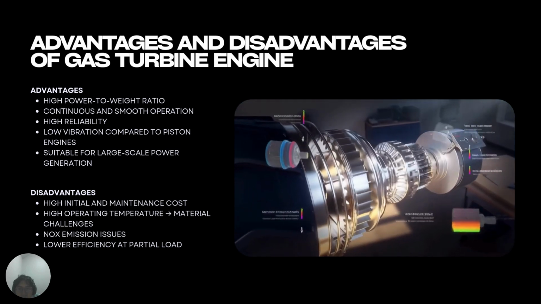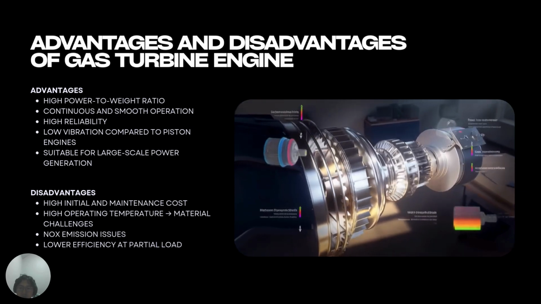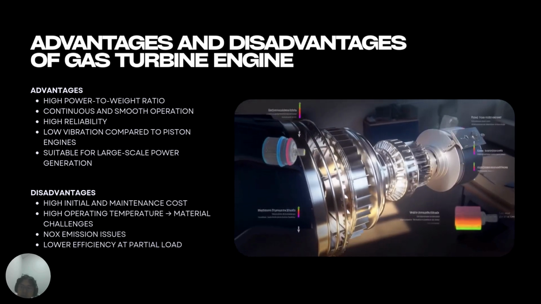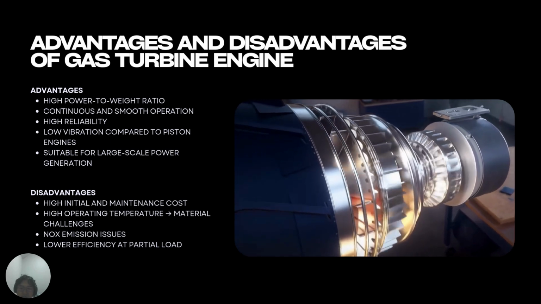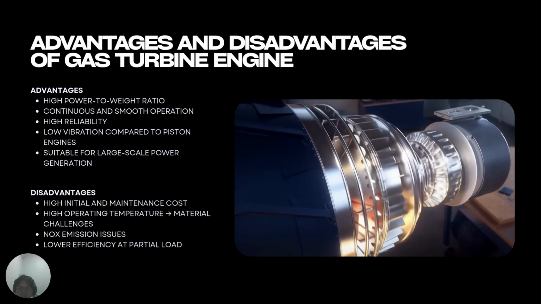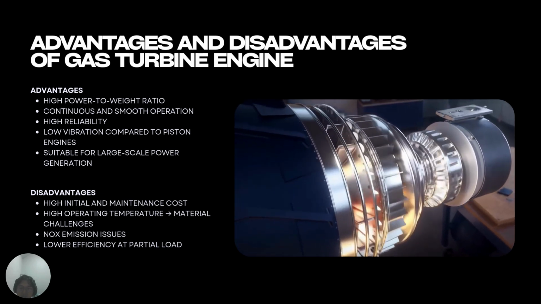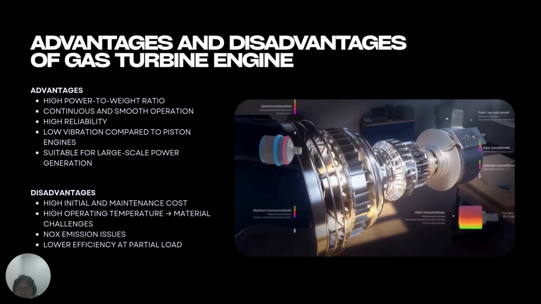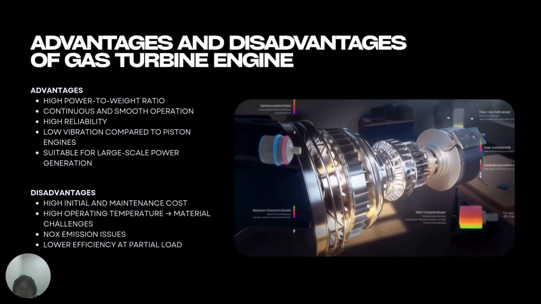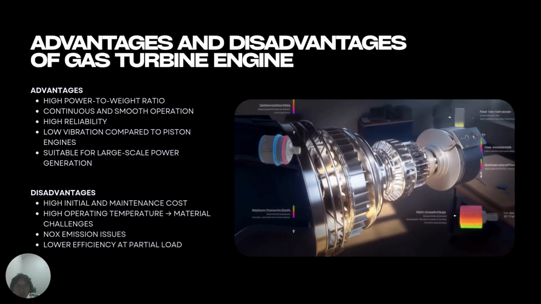Next, gas turbines offer high power-to-weight ratio, smooth, continuous operation, and high reliability. However, they face challenges such as high manufacturing costs, extreme operating temperatures, and strict emission regulations. Additionally, the efficiency may drop at partial load conditions. Therefore, engineering optimization is required to balance performance and environmental compliance.